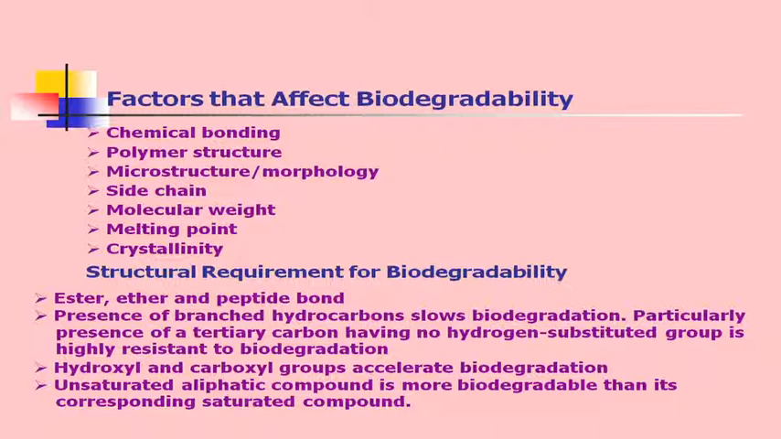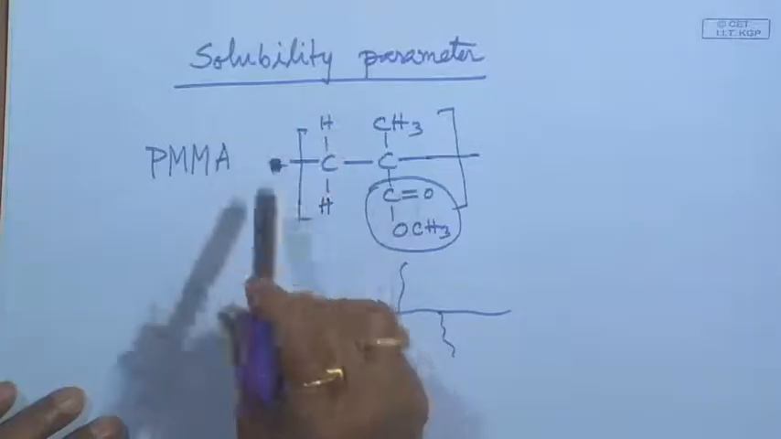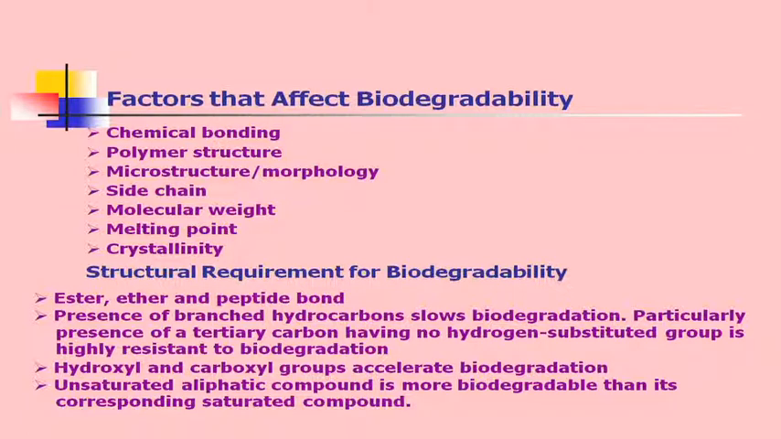Molecular weight: if the molecular weight is very high, again the degradation will be lower. So, molecular weight is also a factor we must think of. Melting point: high melting point polymers, or polymers which melt at very high temperature, are not degradable very easily, that takes longer time. Polymers having lower melting point, lower softening range, degrade faster. Similarly, the crystallinity, which is related to the microstructure and morphology, etc.